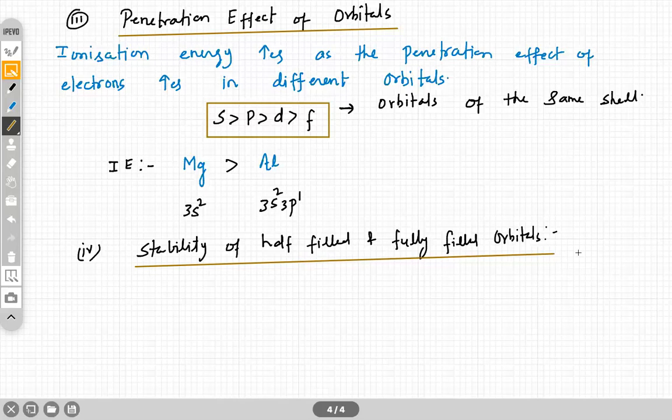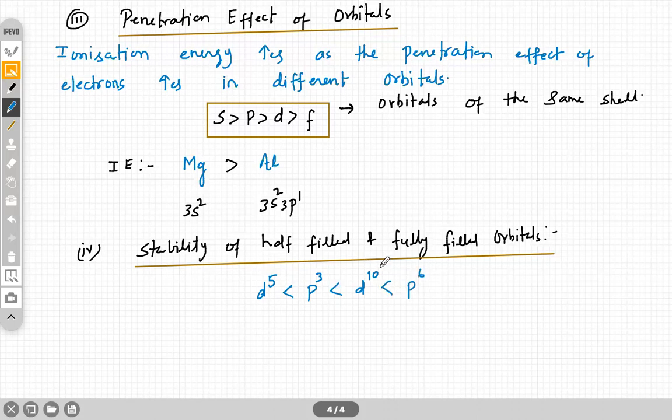If you look at the trend of ionization energy here, d5 has minimum, then we have p3, then we have d10, p6. This is the order we have. Means one atom which has p3 configuration in the last and the other one which has d5, the one which has p3 has more ionization energy.